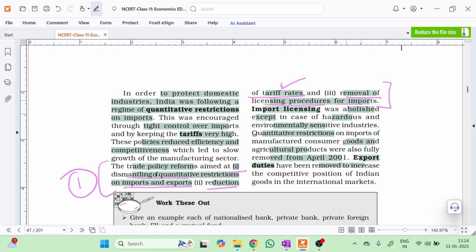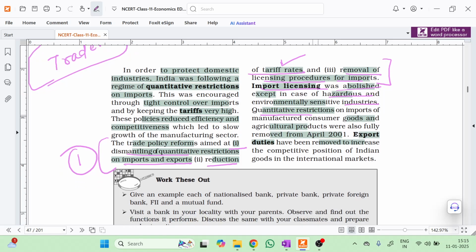So there was no license needed to import. Earlier, traders needed import licenses so that they could import goods into the Indian economy. But ये procedure भी हटा दिया गया. Import licensing was abolished except for hazardous and environmentally sensitive industries. Then quantitative restrictions on imports of manufactured goods and agricultural products were also fully removed from April 2001. This was the fourth aspect.